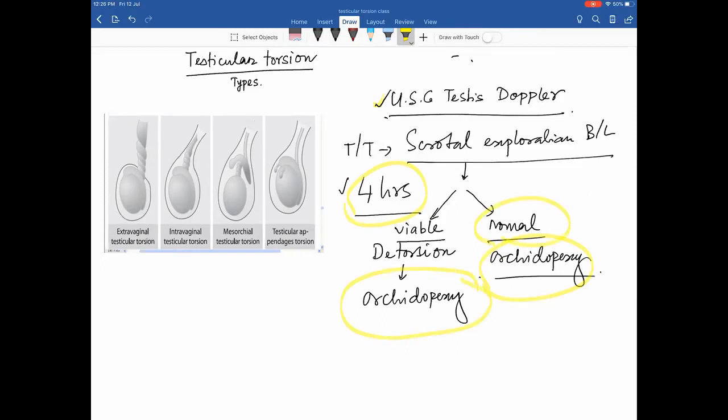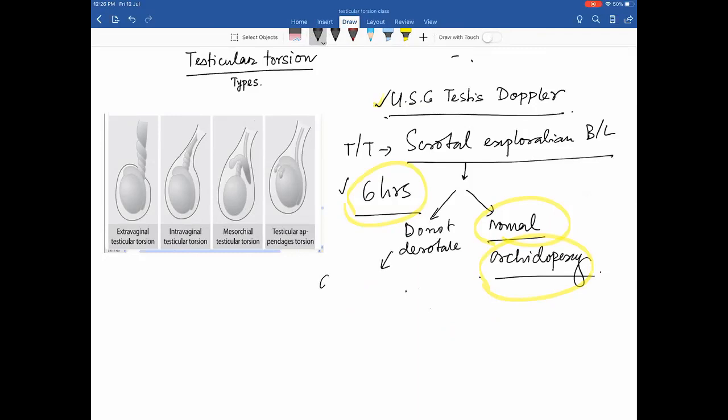Very straightforward things. What if the patient has come to you late? Remember, if it is beyond 6 hours, this algorithm does not follow. What is important is, in this one, do not go for a detorsion. The thing is very straight. If it is beyond 6 hours, do not derotate. Please go for an orchidectomy directly.